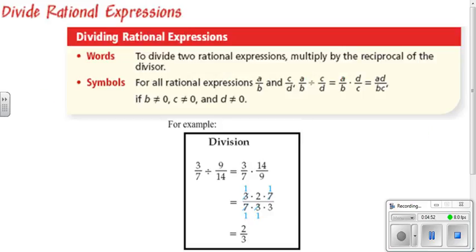Similarly, if we were going to divide rational expressions, we can break that down into dividing fractions. It's going to be pretty much the exact same as multiplying. The only difference here is, remember, whenever we divide by a fraction, we have to multiply by the reciprocal. So we can't just divide straight through. We have to flip these two around, and that would give us this 14/9 here. Once we have it as 3/7 times 14/9, then it's the same as what we did before.